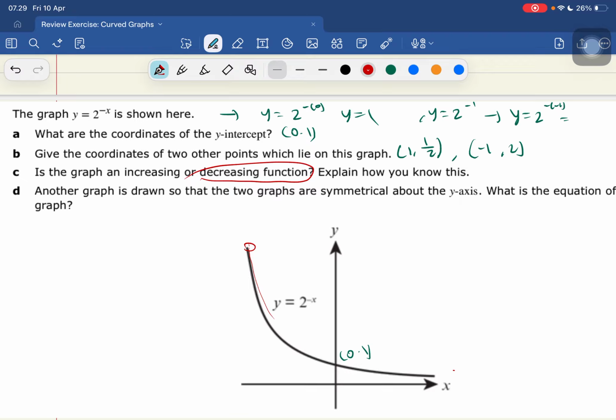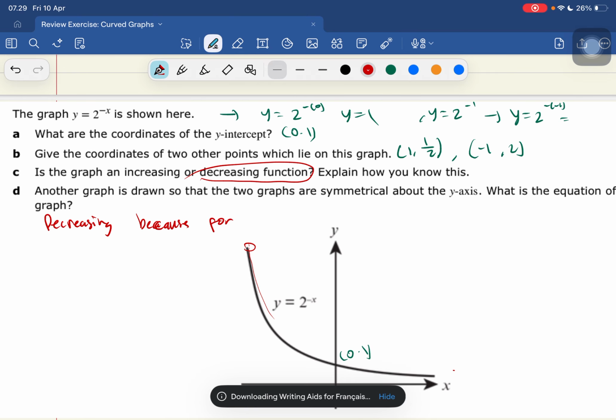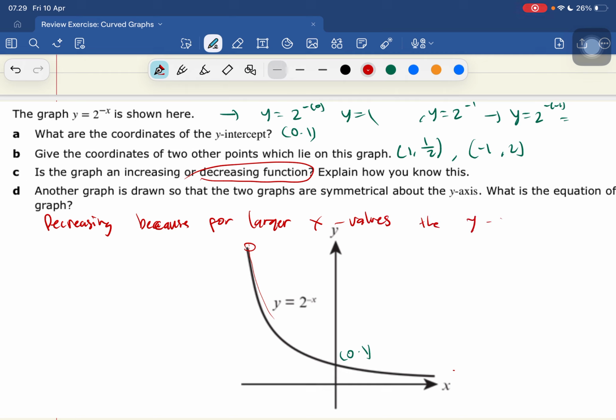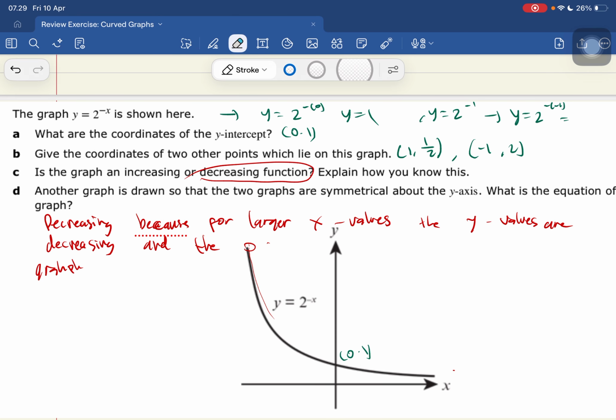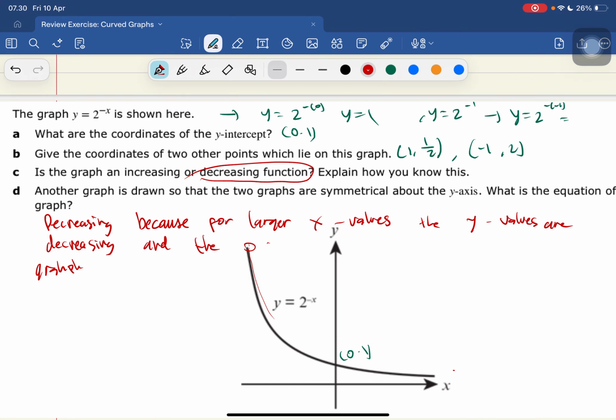Okay, I can write it. So this is decreasing because for larger x values, the y values are decreasing and the graph slopes down to the right. Okay, another graph is drawn so that the two graphs are symmetrical.